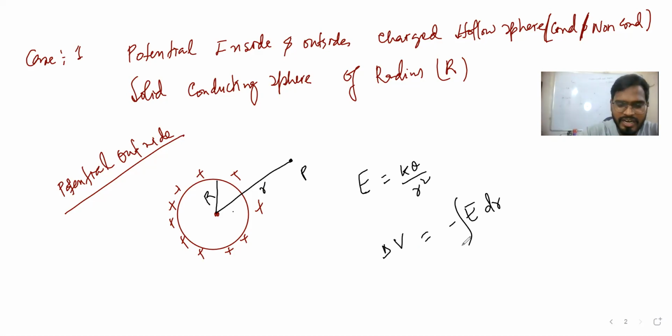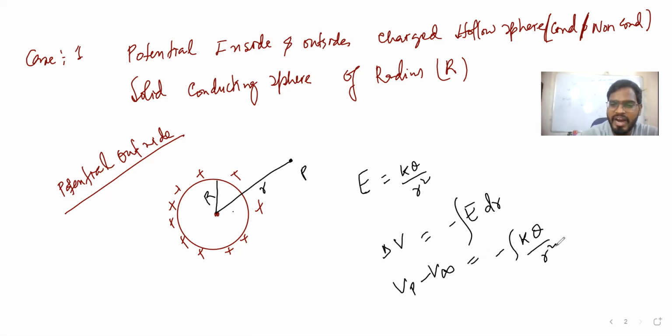Now the problem comes: how will we write the change in potential? It's easy. Whenever you want to find potential and you have only one point, like at point P, and you don't have a second point, then you take the potential at infinity. This concept you use and enjoy. So we can say potential at P minus potential at infinity is equal to minus integral of kq by r square into dr.